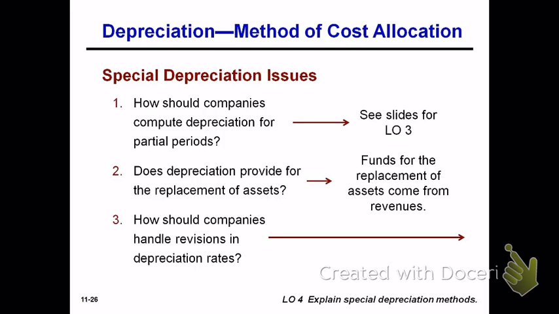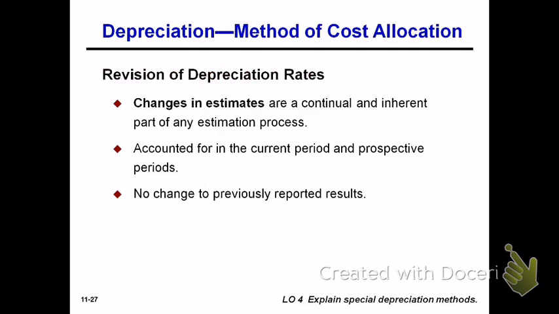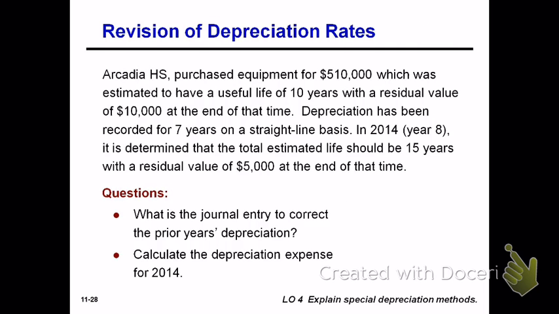And how do we deal with revisions to depreciation rates? Changes in estimates happen all the time because with depreciation, we're estimating the salvage value, we're estimating the economic life. So when we make those changes, what do we do? Well, you make the change in the current period and make it going forward, so it's prospective in nature. We don't go back and change any of the previous years.